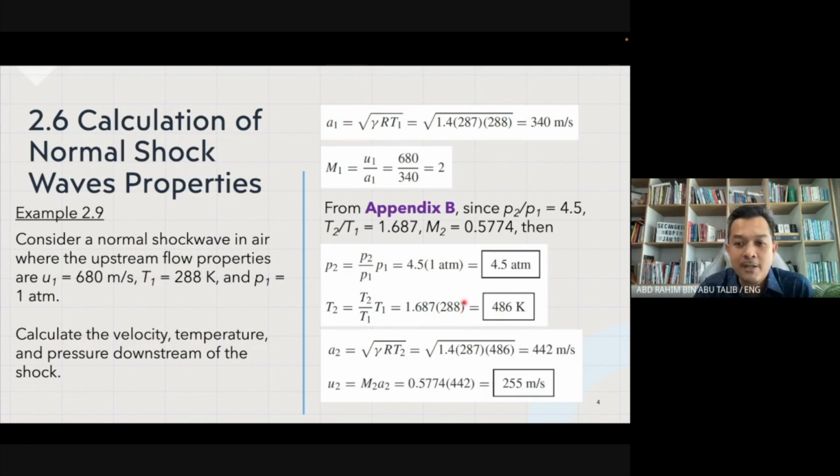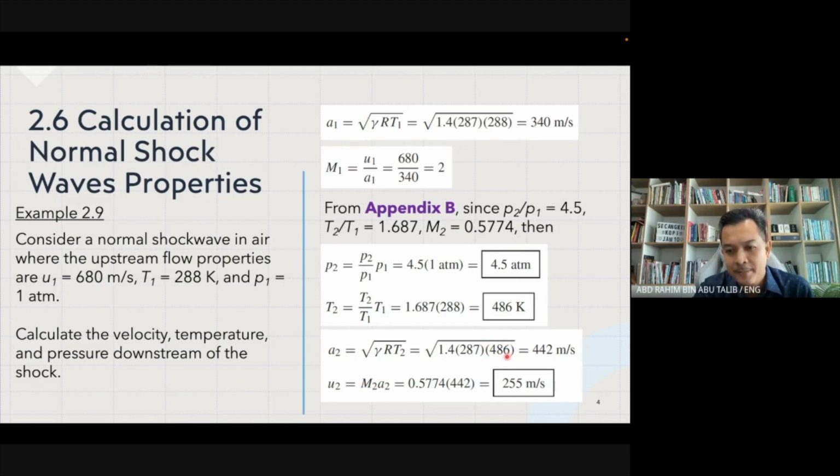So the temperature has already risen from T1 to T2 to become 486 Kelvin. Right. And then you can now find the value of the speed of sound at point 2, which is downstream of the shock. Okay, using the same expression, you will then obtain 442 meters per second for the speed of sound immediately after the shock.